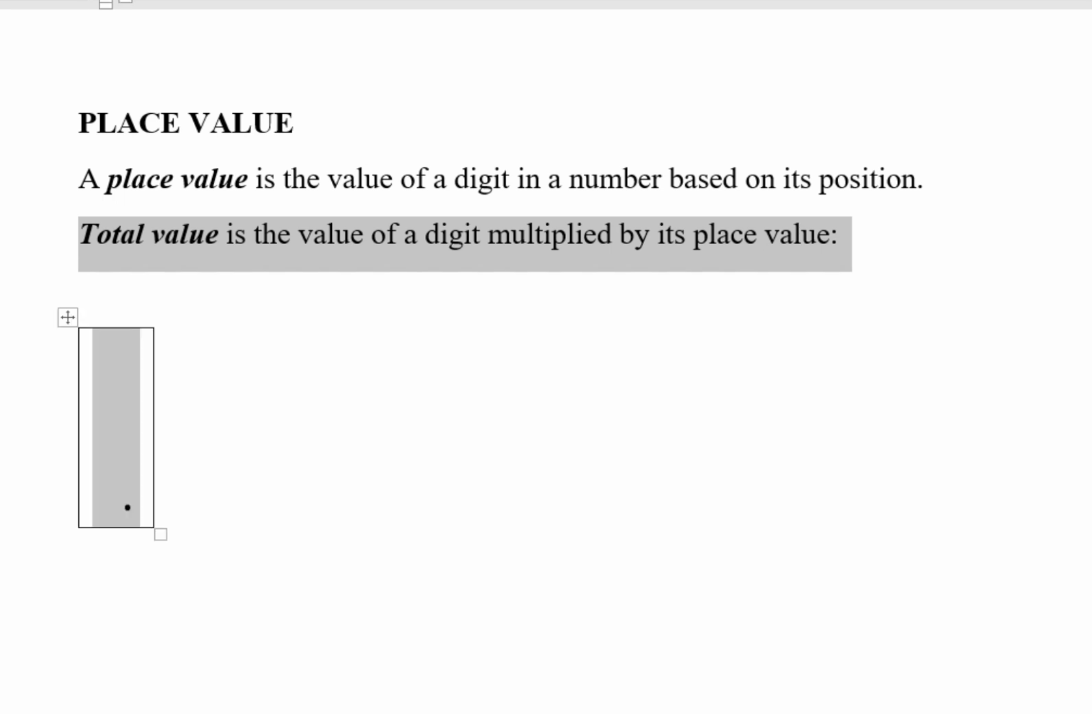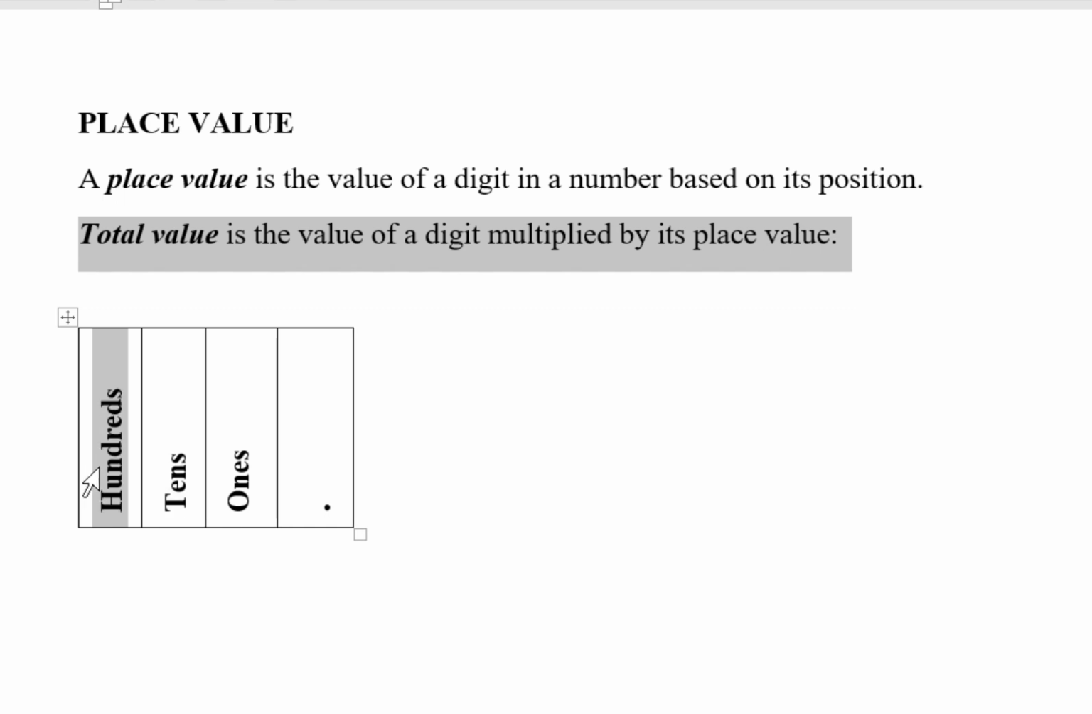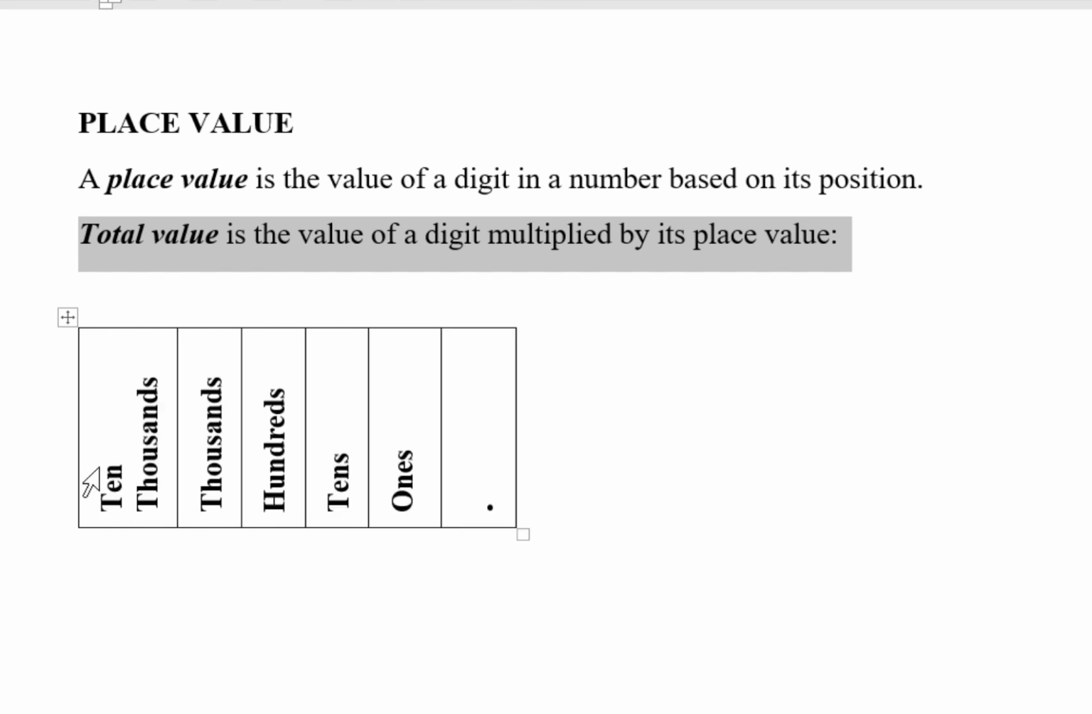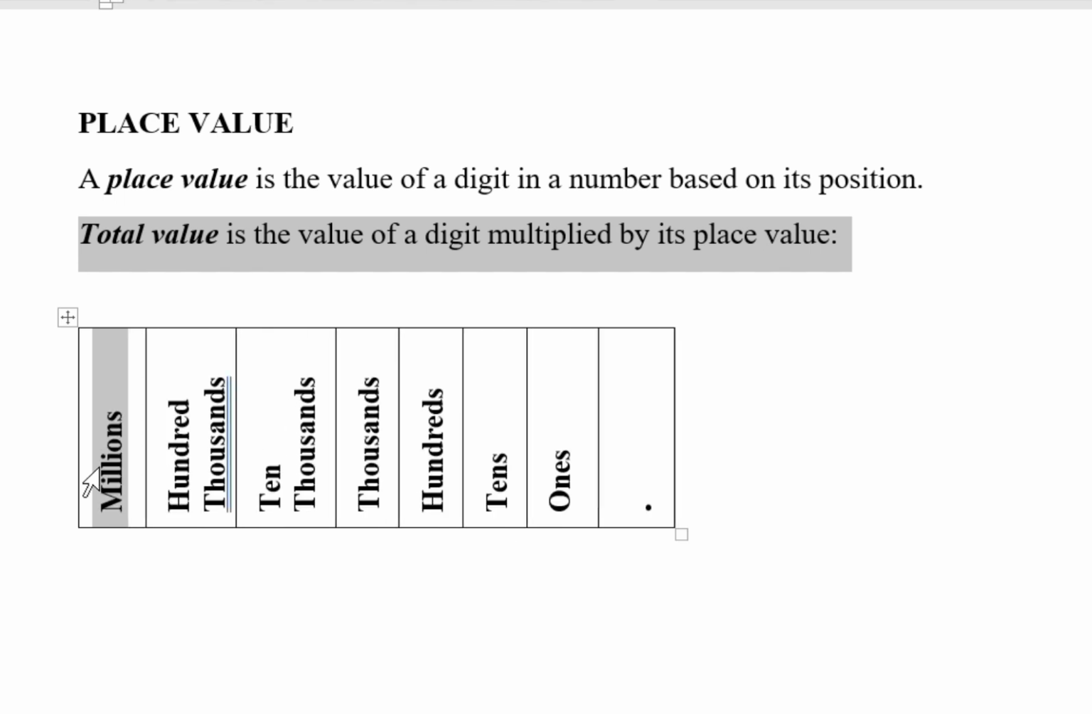So if you have this as a decimal point here, the most immediate number to the left of this decimal point takes a place value of ones. Then the one which is to the left of this number takes the place value of tens. Then the one to the left of this takes the place value of hundreds, followed by thousands, 10,000s, hundred thousands, millions, 10 millions, etc.